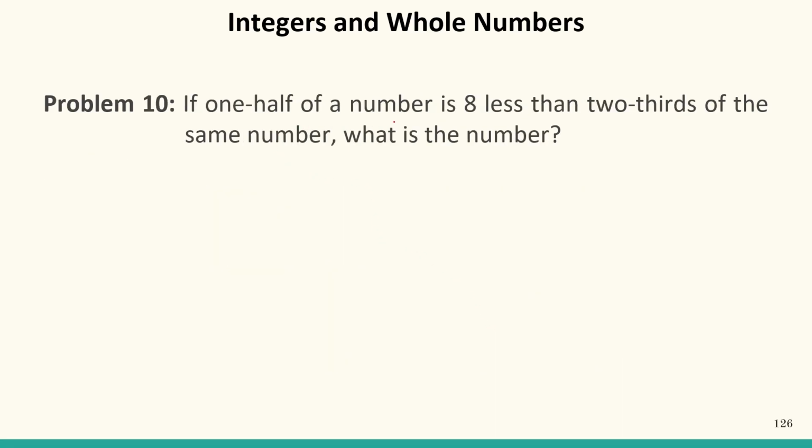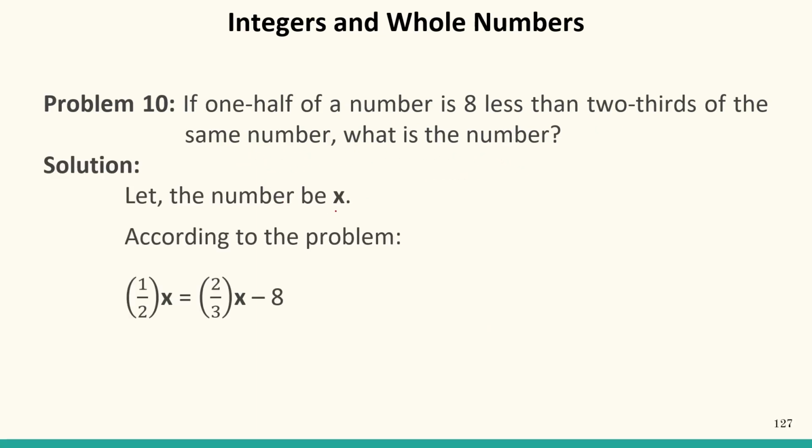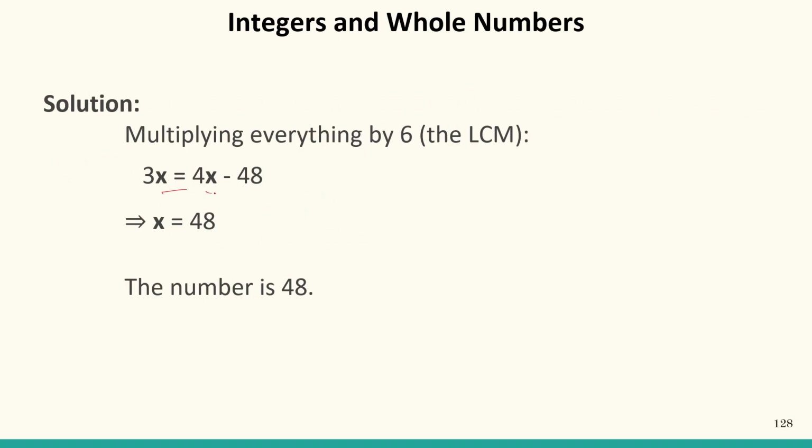So if one half of a number is 8 less than 2/3 of the same number, then what is the number? So let the number be x. According to the problem, 1/2 x is equal to 2/3 x minus 8. So 3x is equal to 4x minus 48. So x will be 48. So the number is actually 48.